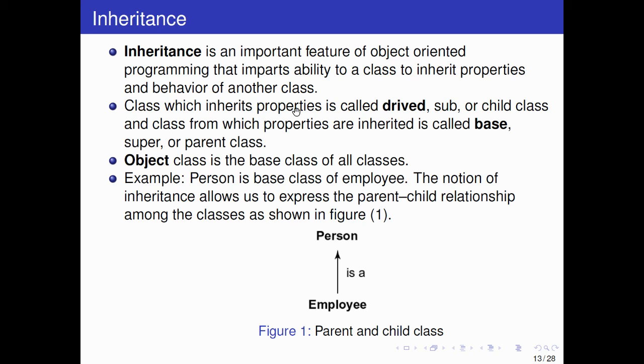The class which inherits properties is called the derived class, or subclass, or child class. And the class from which properties are inherited is called the base class, or superclass, or parent class. So the class which inherits the properties of the other class is called the derived class, and the class from which properties are inherited is called the base class or parent class. The object class is the base class of all classes.